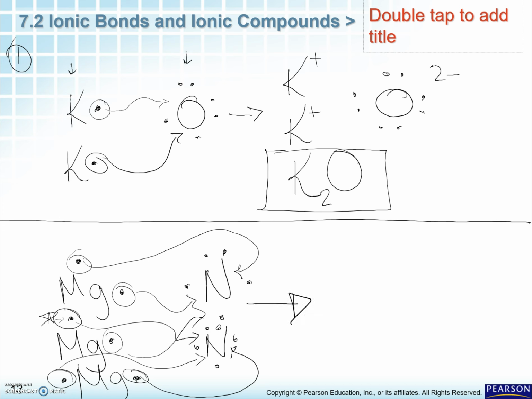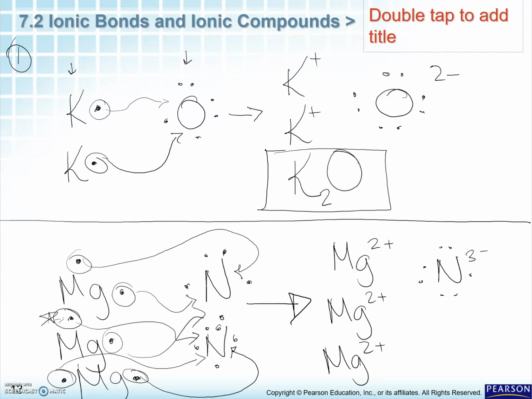So if we were to clean this up a little bit, we have magnesiums having 2+ charges since we lost those 2 electrons. We have 3 of them. And we also have 2 nitrogens with a 3- charge, but they have a full octet.